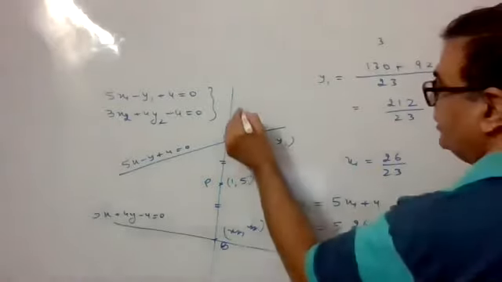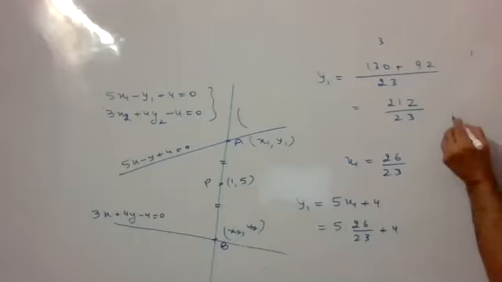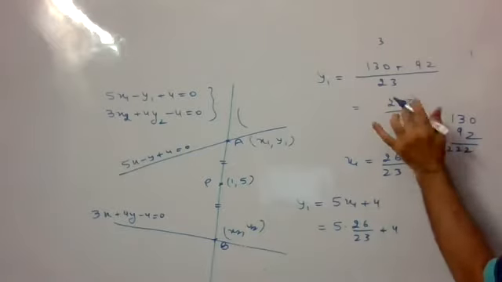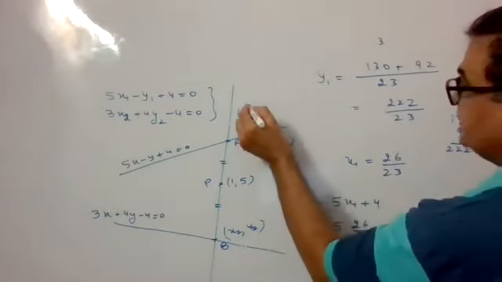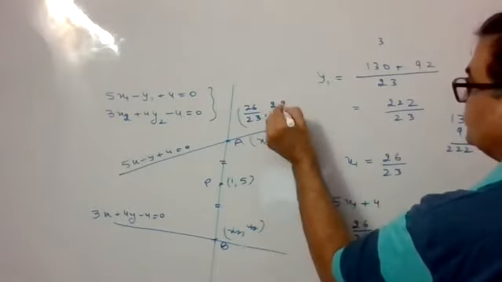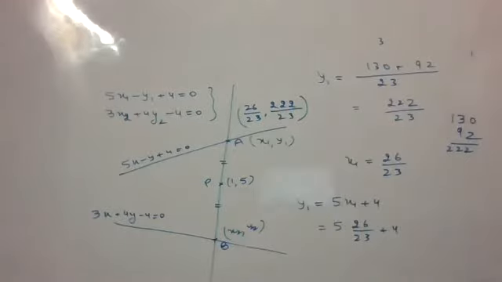So I got the coordinate. Check it: 130 and 92, so 222. Yes, 222 will come. So I got the x1 coordinate is 26 by 23, and y1 coordinate will be 222 by 23. And P point is 1 comma 5.